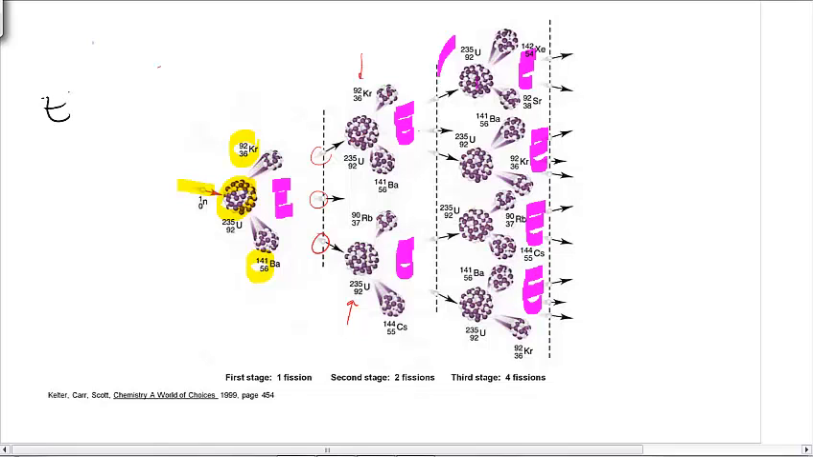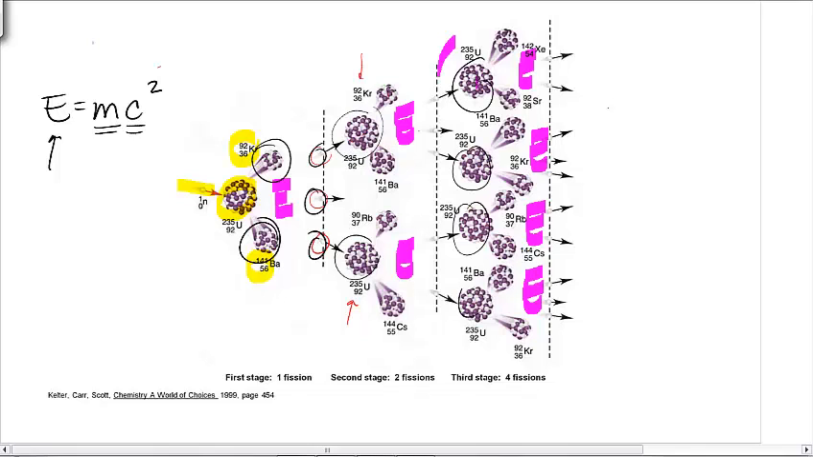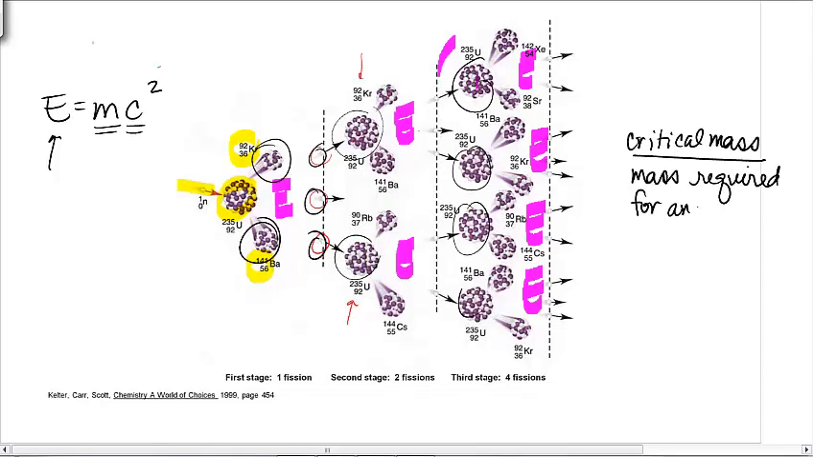Now the amount of energy is related to Einstein's equation, E = mc squared. Because it turns out that when this splits into these two and the neutrons, it loses a teeny tiny bit of mass. If you take that mass times the speed of light squared, some energy is given off. And as long as there's a lot of uranium present, in other words, a critical mass, which is the mass required for an uncontrolled chain reaction to occur.